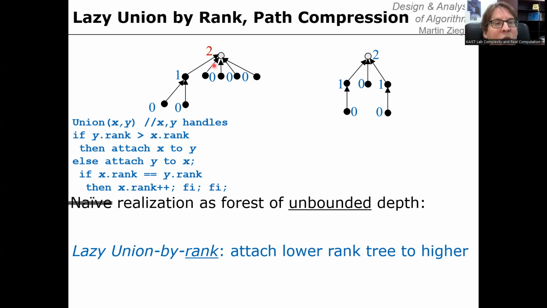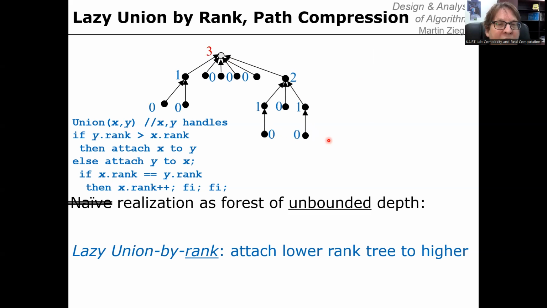Now we have here 2 trees, both of rank 2. And let's suppose these are to be merged. Then the same situation again. One needs to become the child of the other and will increase the height of the other. As you see here, now this one has height 3, right? So this is an animation of this union algorithm, and we want to analyze that.